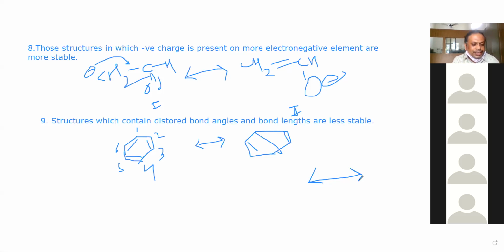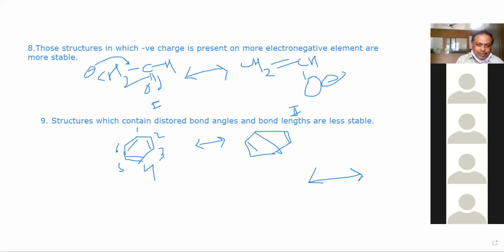Those structures in which negative charge is present on a more electronegative element are more stable. The negative charge should be on the more electronegative atom; at that time the structure is more stable. And if the negative charge is present on a less electronegative atom, at that time the structure is less stable. The negative charge will not stay on a less electronegative atom. This is a feature of organic chemistry. It should be present on a more electronegative atom, meaning it will be on oxygen, nitrogen, fluorine, like this.